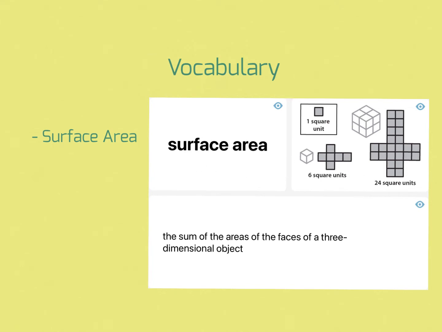So in this example, we have one box and it gives you the net shape all laid out, and together it's 6 square units, and we can count that by 1, 2, 3, 4, 5, 6 square units gives you the area. And in this one, we have the net shape of this cube, and together it's 24 square units.